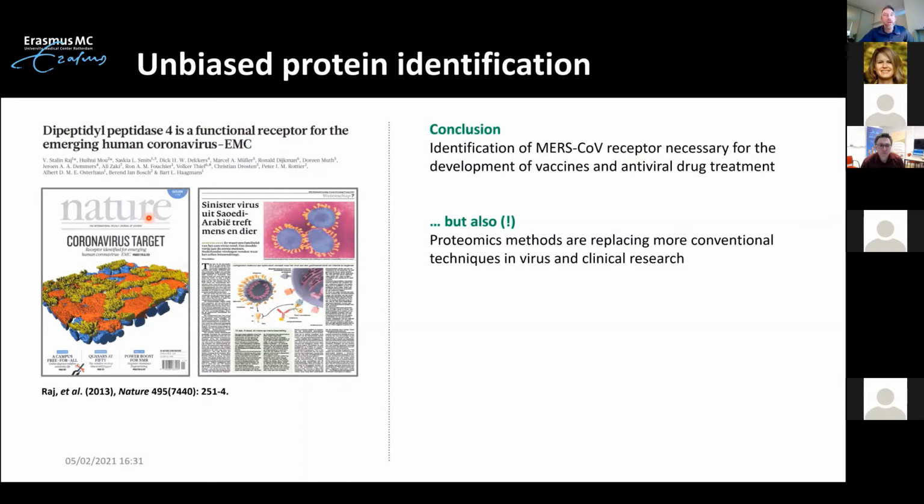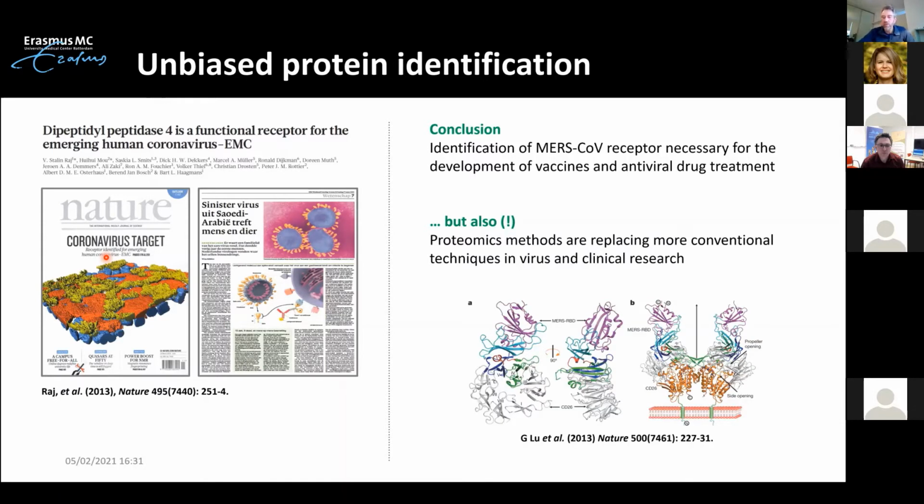Also, on the left here, we got our 15 minutes of fame because at that time, MERS was still called the coronavirus EMC, where EMC stands for Erasmus Medical Center. So this was actually the first time that the name of our institute was on a Nature cover. And only 3 months after this publication, the crystal structure of the receptor binding domain of MERS bound to DPP4 was published.